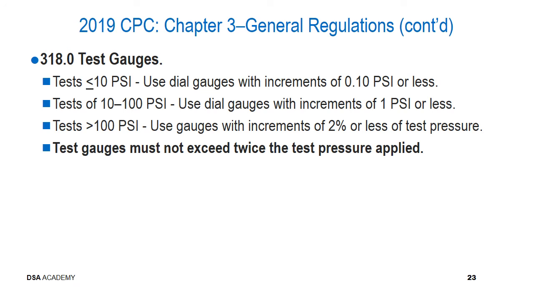For instance, if you want to test 4 psi, you would not want to have a 100 psi test gauge. You'd want to have a 10 psi test gauge, or maybe even a 5 psi test gauge. The reason being, you always want a test gauge to read into the upper half, preferably the upper third of its range, to be the most accurate.